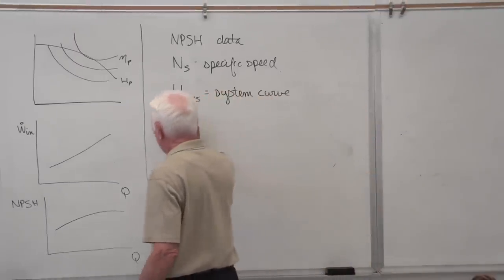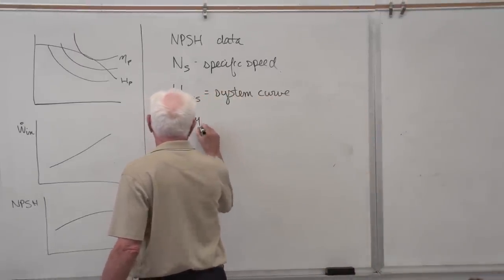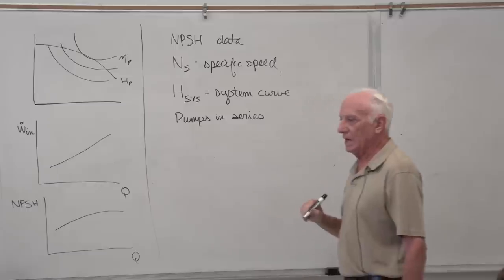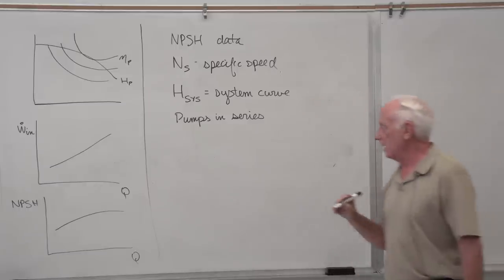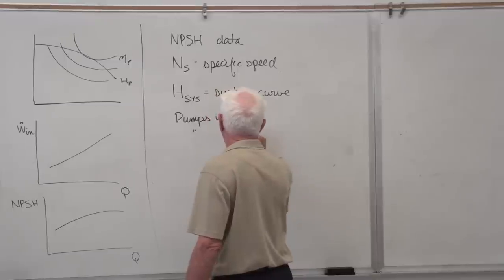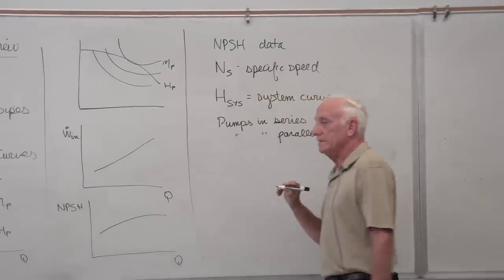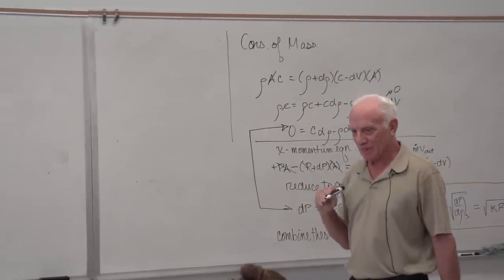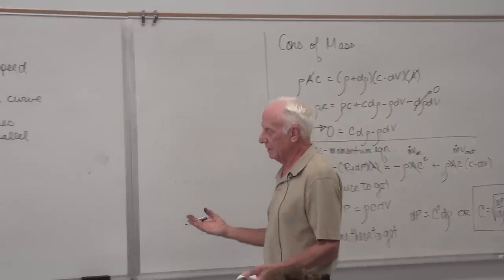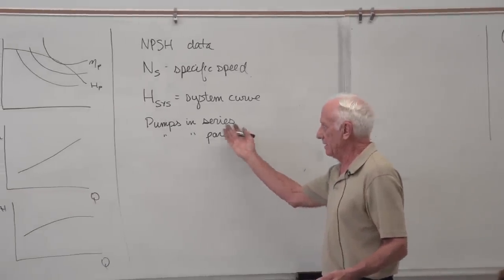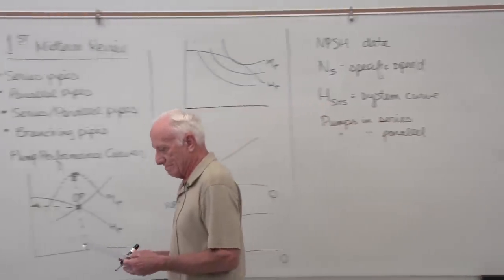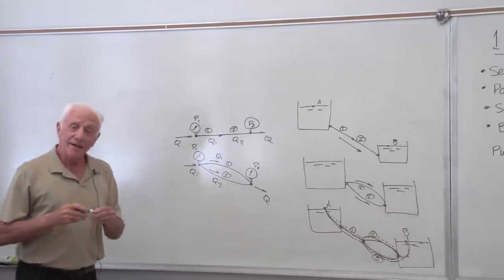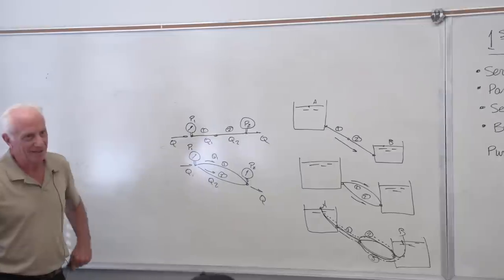Now, pumps in series. Why? Because I want a high head. Or you can do pumps in parallel. Why? Because I want a bigger flow rate. Typically. It doesn't always work that way, but a general rule of thumb is pumps in series to get a high head, pumps in parallel to get a high flow rate Q. And that's it. That's enough, believe me, that's enough, okay?